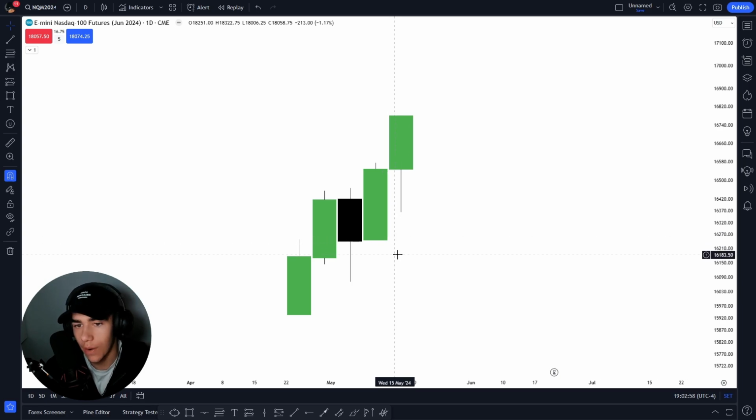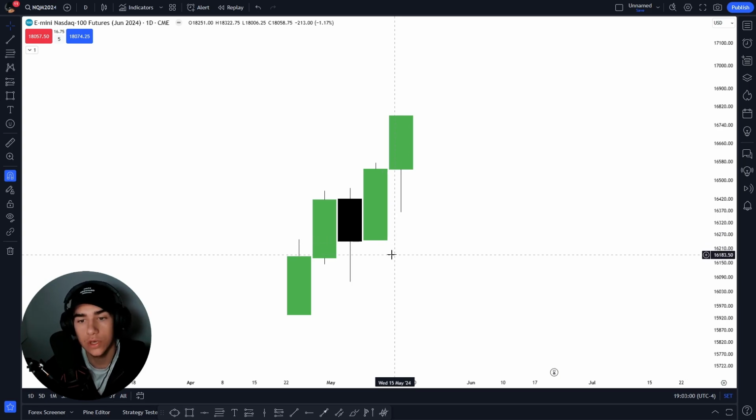I understand that a lot of ICT traders struggle to identify order blocks, and there's 1,000 different opinions on how you should trade order blocks. So in this video, I'm going to be showing you exactly how I personally view order blocks and use them on a daily basis in my analysis. Okay, so this is basically how I view order blocks.